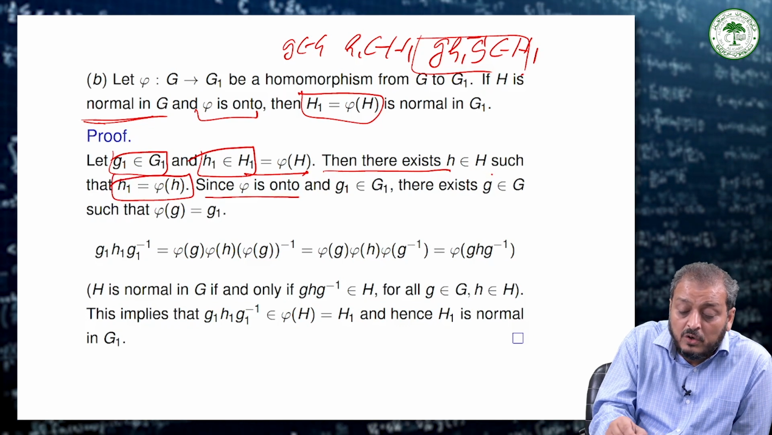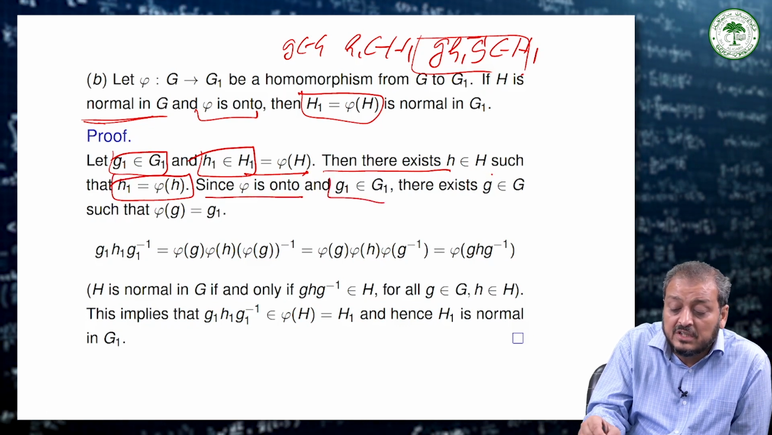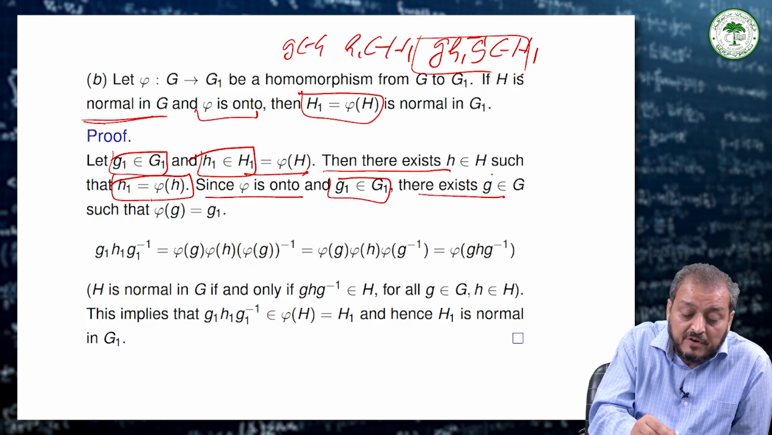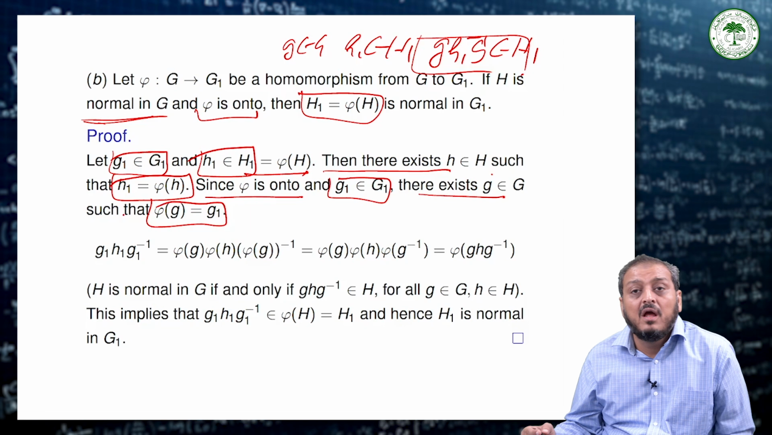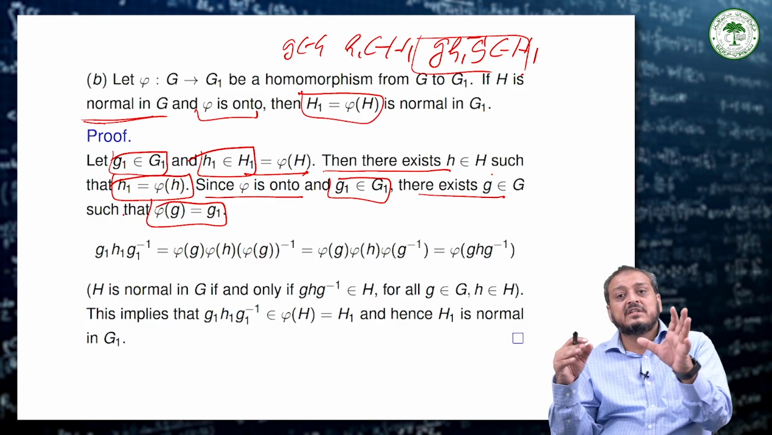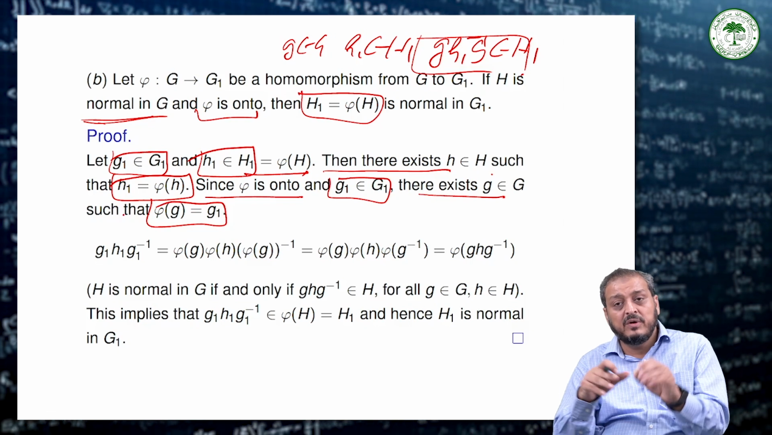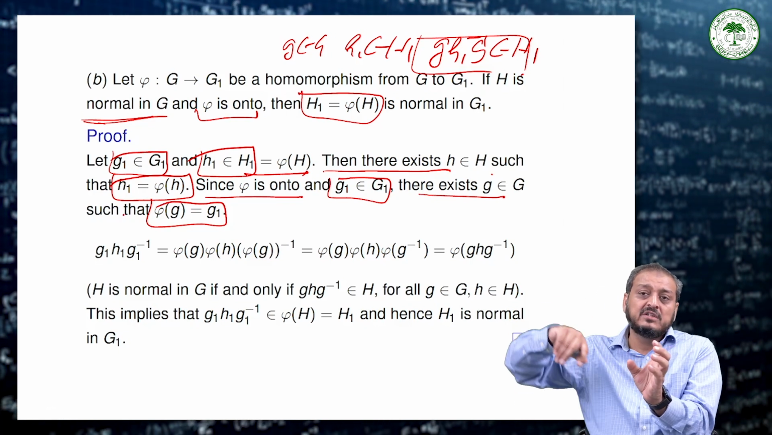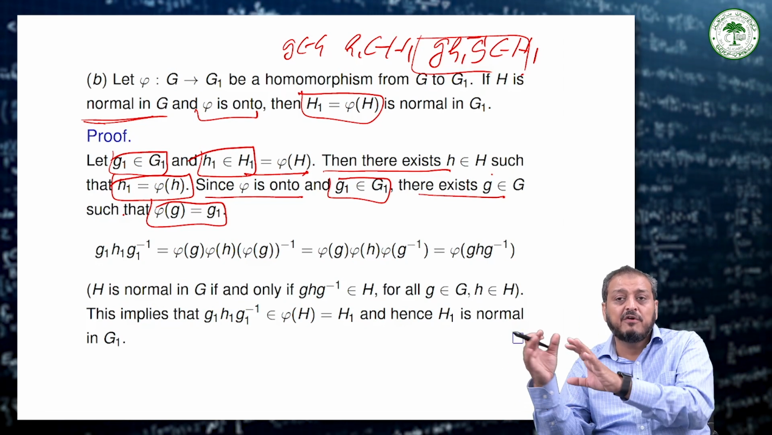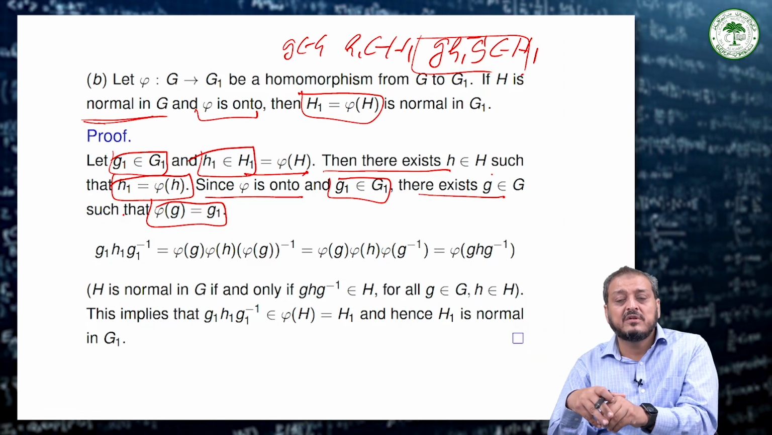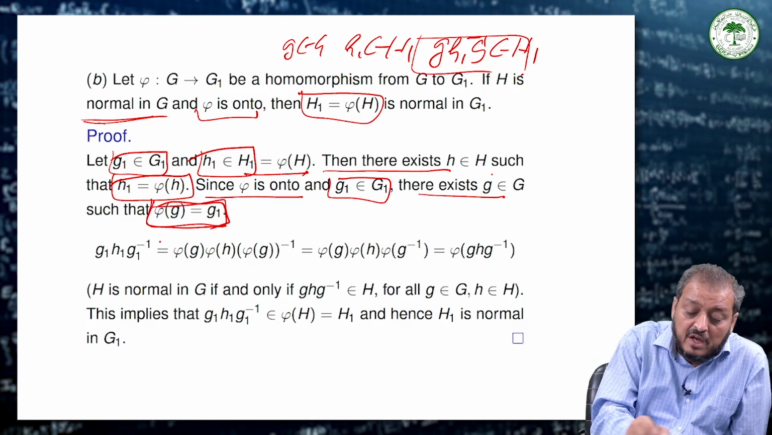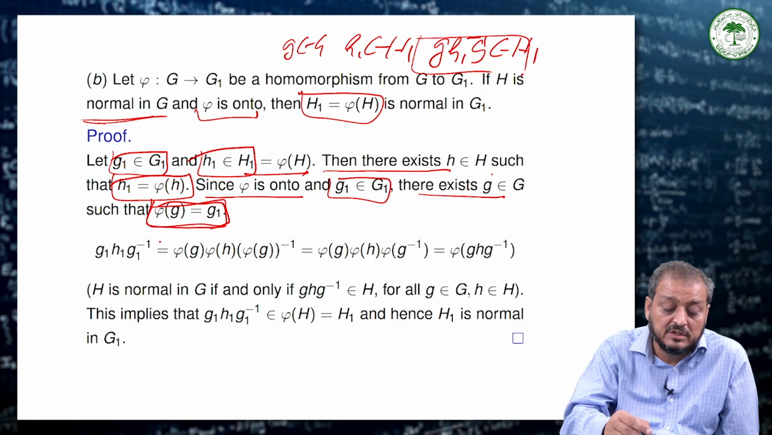Since phi is onto, if G1 is an element of G1, then there exists some element G where phi of G is equal to G1. So phi is clearly onto, which means there exists at least one element G in G corresponding to G1, and then we can say that phi of G is the same as G1. So by the onto-ness we can say that phi of G is equal to G1.